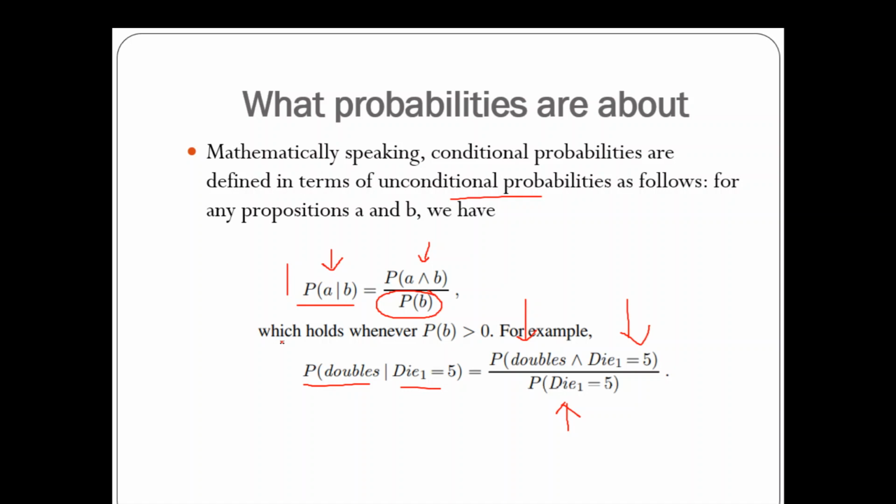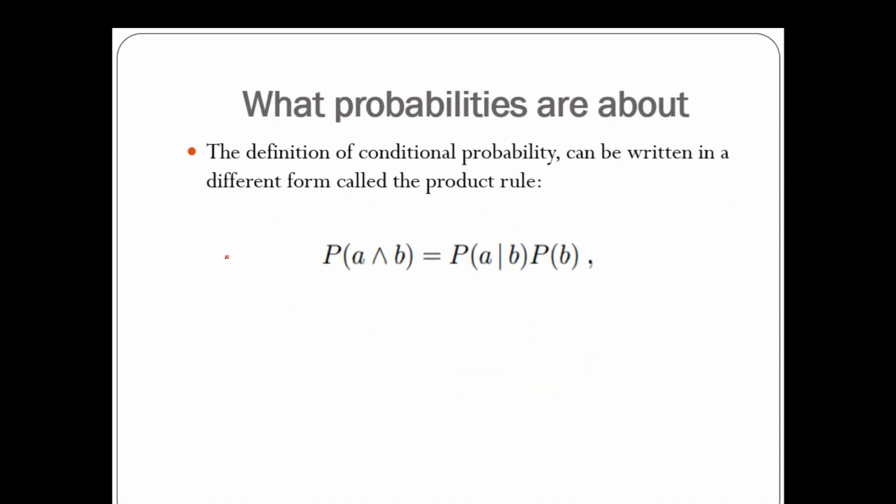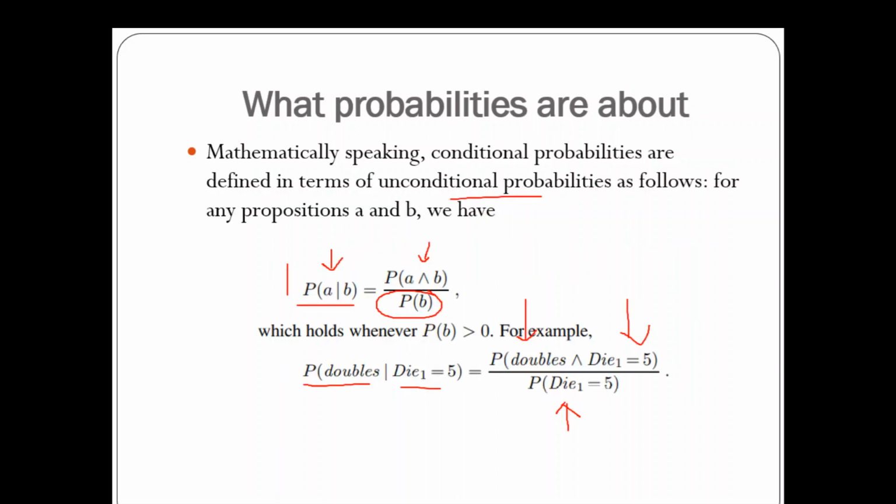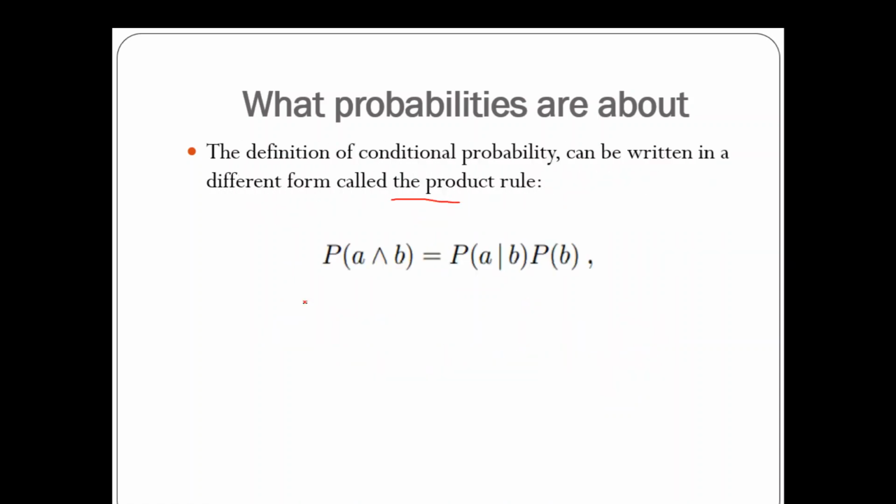There is also another formula for calculating the conditional probability. Here is another definition of conditional probability, which can be written as a product rule. Probability of A and B is equal to probability of A given B times probability of B. Basically it's the same rule. The only thing is, we are taking the probability of B to the left side. So probability of A and B is equal to probability of A given B times probability of B.